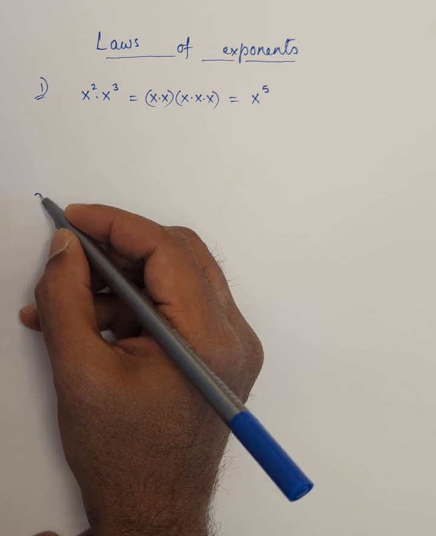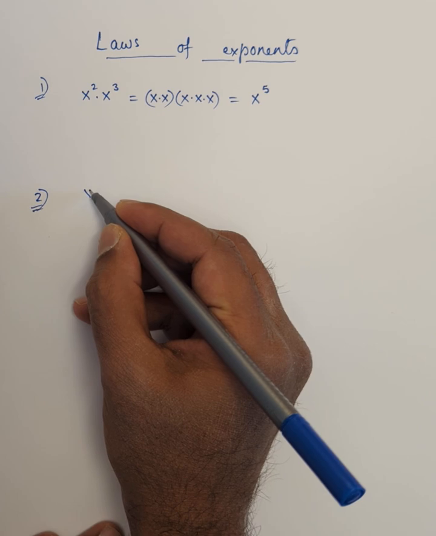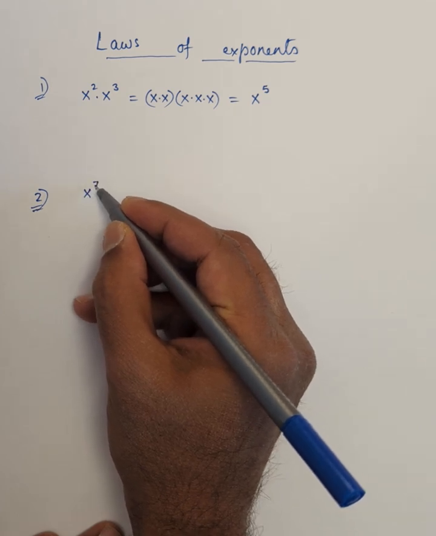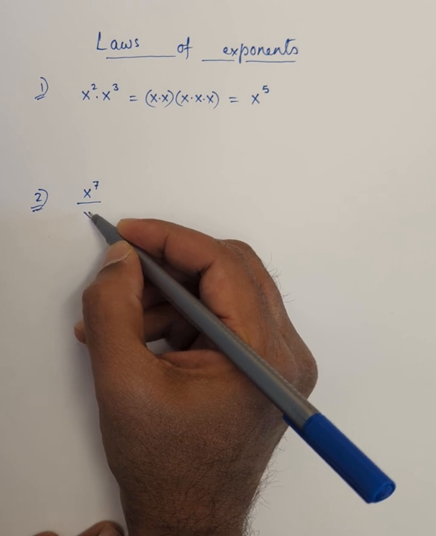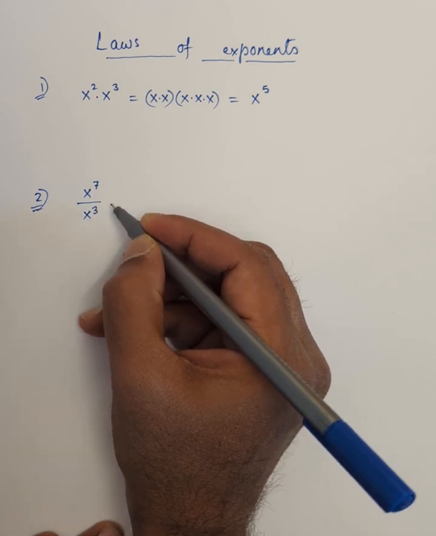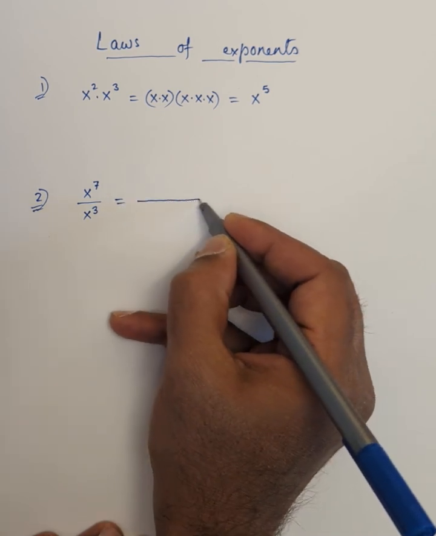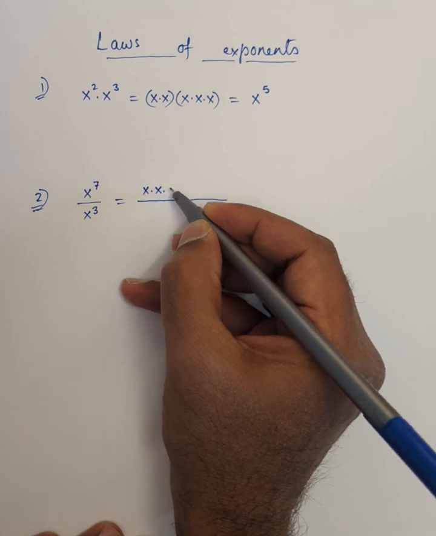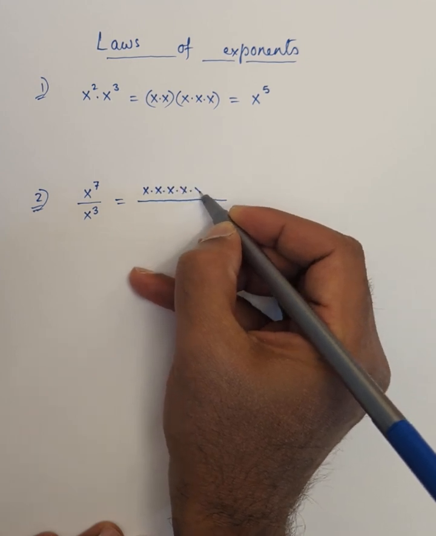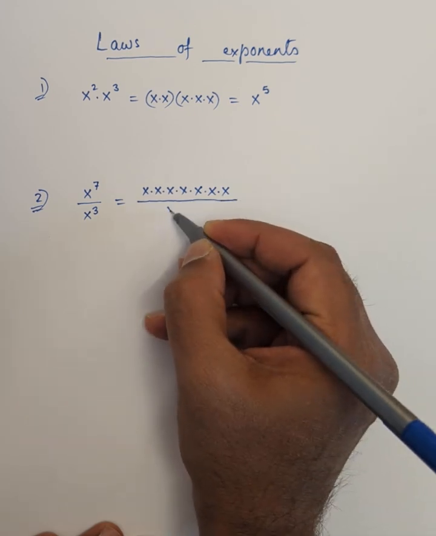Let's look at one other example. This time, say you have x to the 7 divided by x to the 3. So in that case, you have 7 copies of x in the numerator, x, 4, 5, 6, and 7, and 3 in the denominator.